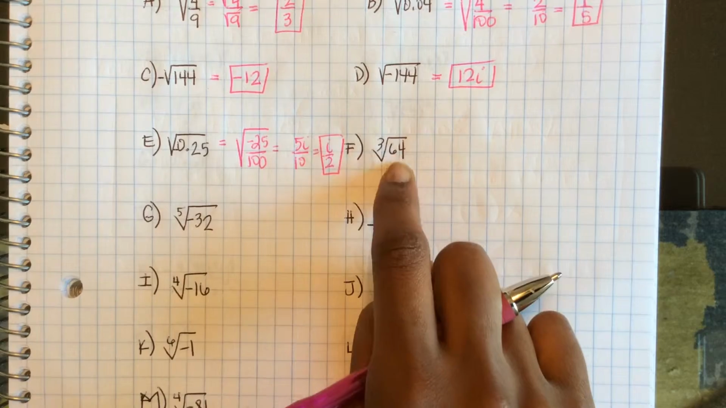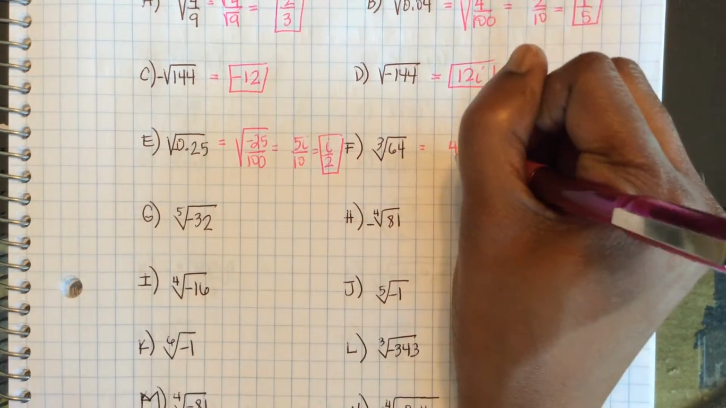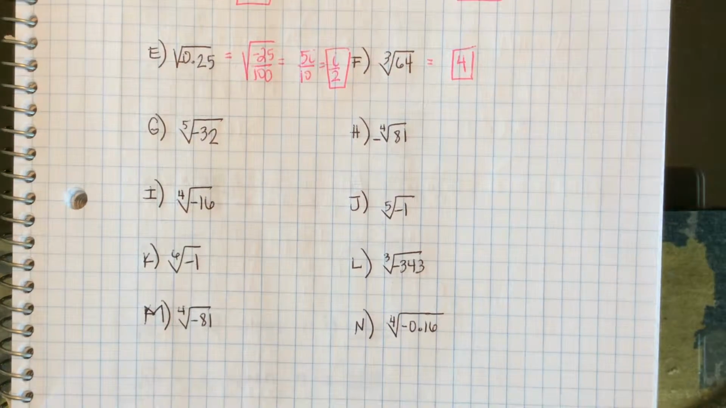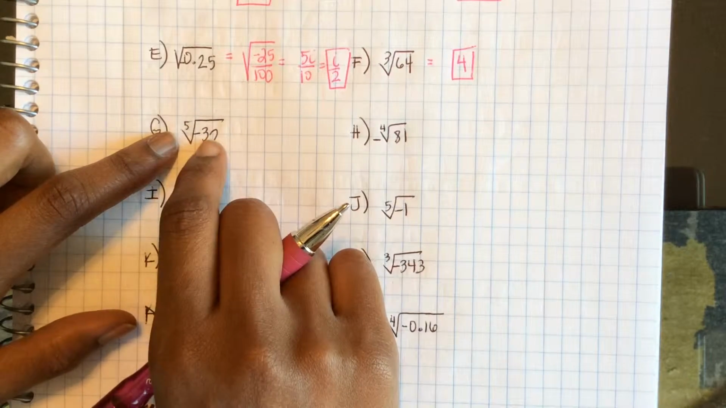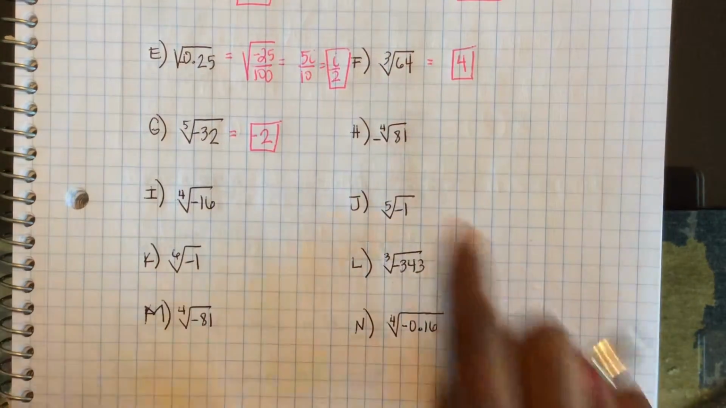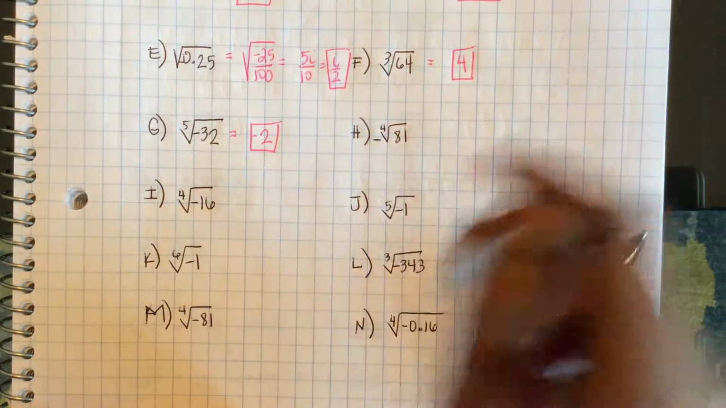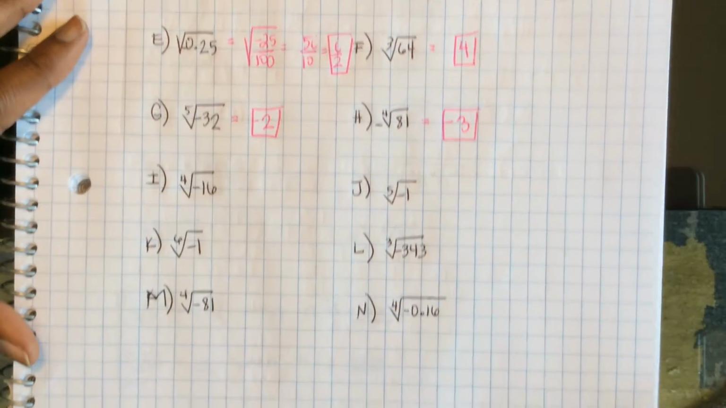All right, cube root of 64. What to the third power gives me 64? That answer is 4. Letter G, the fifth root of -32. What to the fifth power would give me -32? That is -2. Now I want the negative fourth root of 81. What to the fourth power is 81? That is 3 with the negative in front.